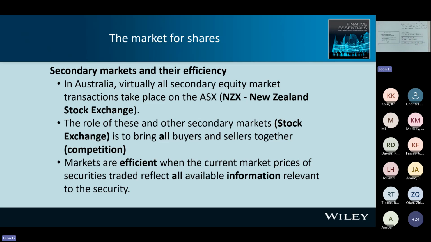Exchange can help competition. So all the buyers and the sellers together, many buyers and sellers together, so the market will be efficient. Please refer to our chapter 3 about market efficiency. Markets are efficient when the current market prices of security trade reflect all available information. All information means past, current, and the future.